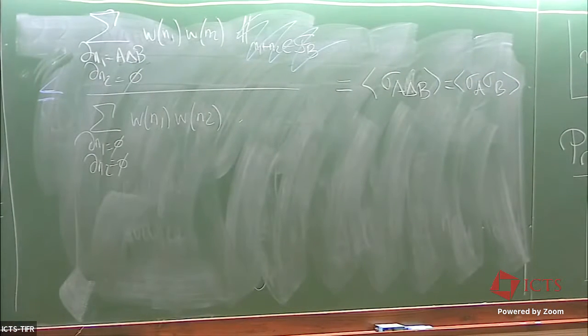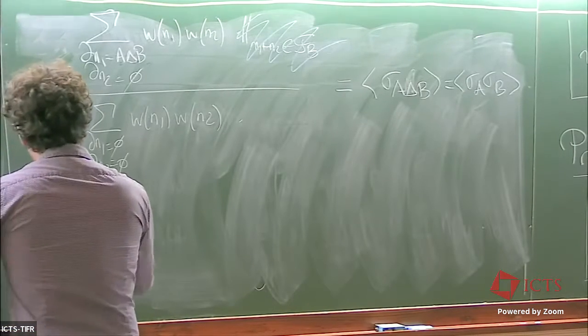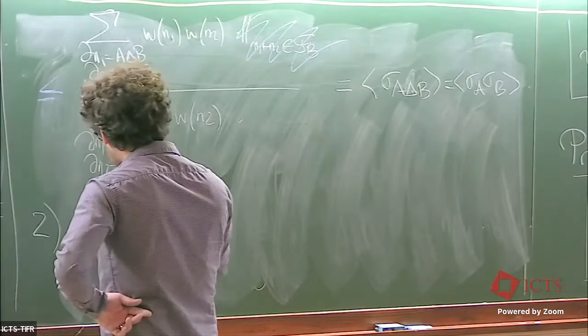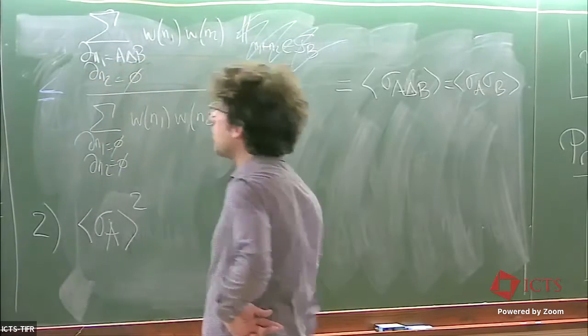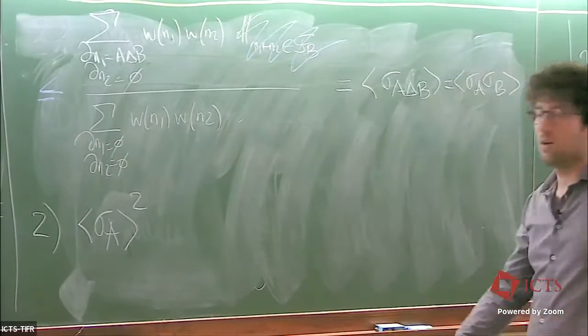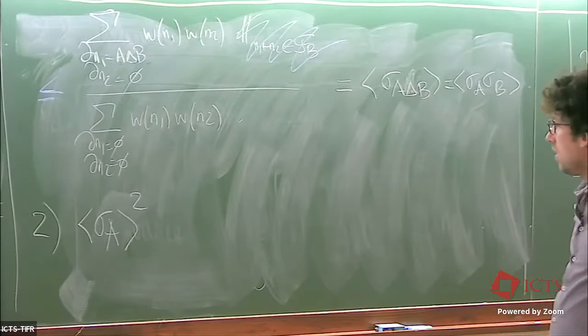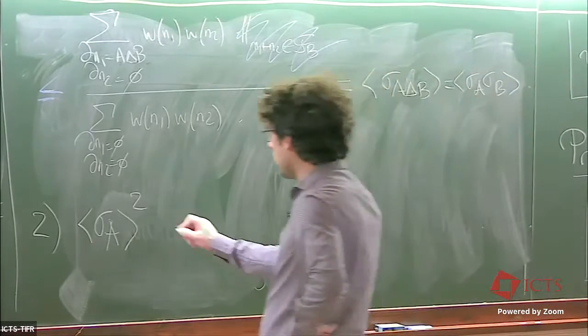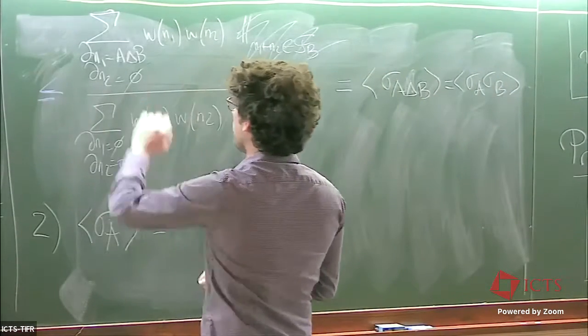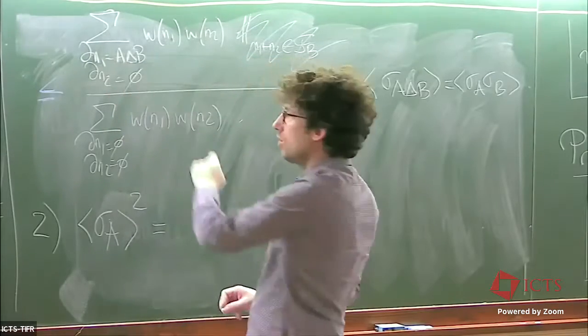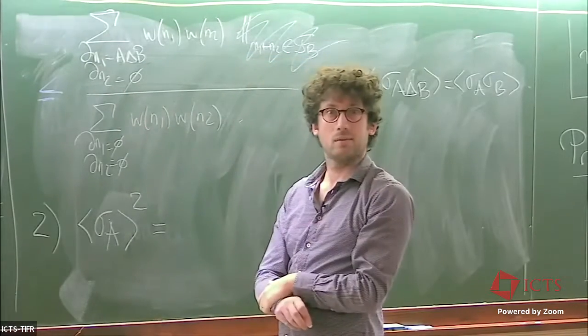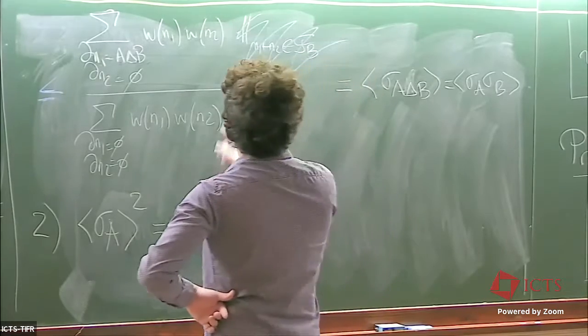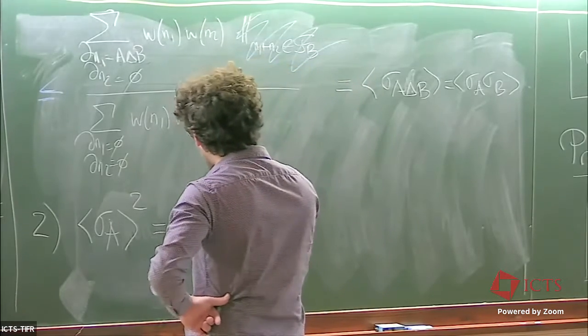You get Griffith's inequality very easily. The second application that I want to mention is that if I take exactly the same quantity, but I just take B equal A, I get sigma A squared. And here, when I don't do the inequality, I get the sum over n1 with no sources and n2 with no sources. So I actually get exactly a probability.